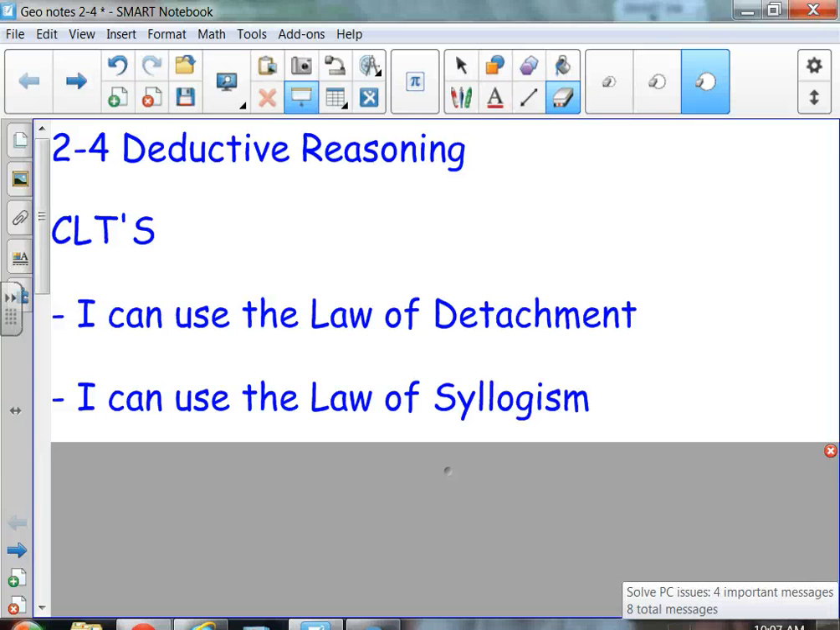All right, deductive reasoning. Two CLTs. I can use the law of detachment. I can use the law of syllogism. You are going to get those definitions right now.